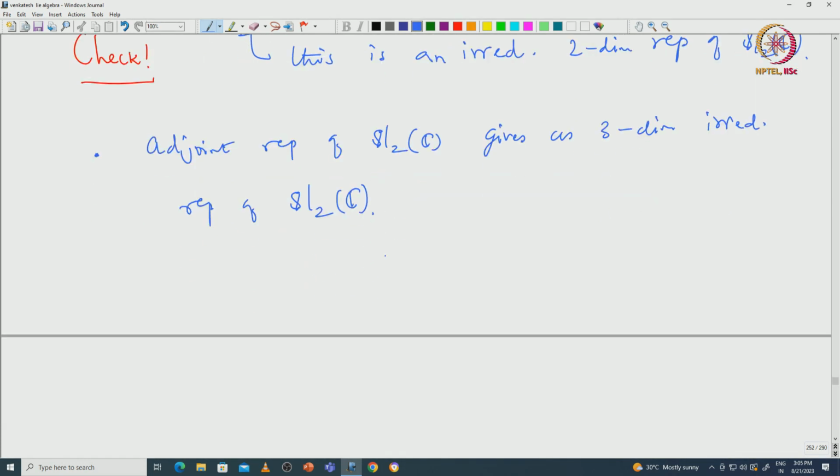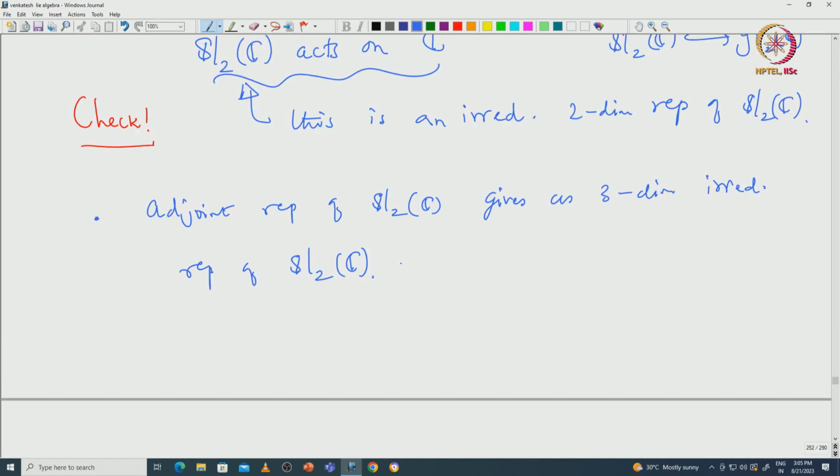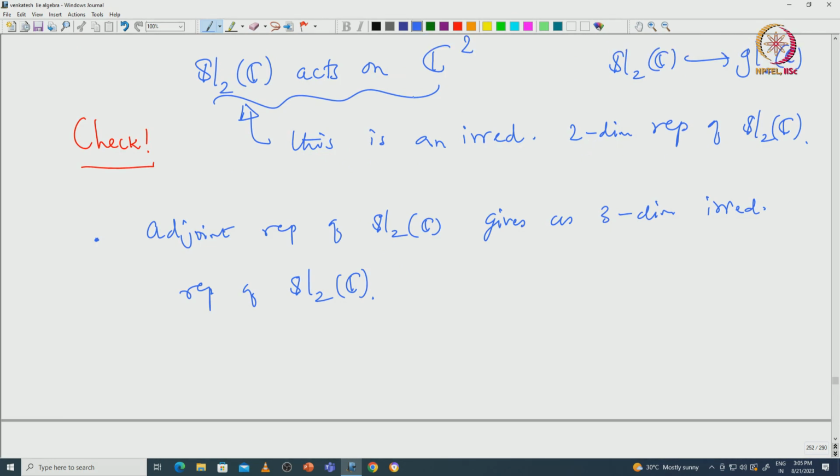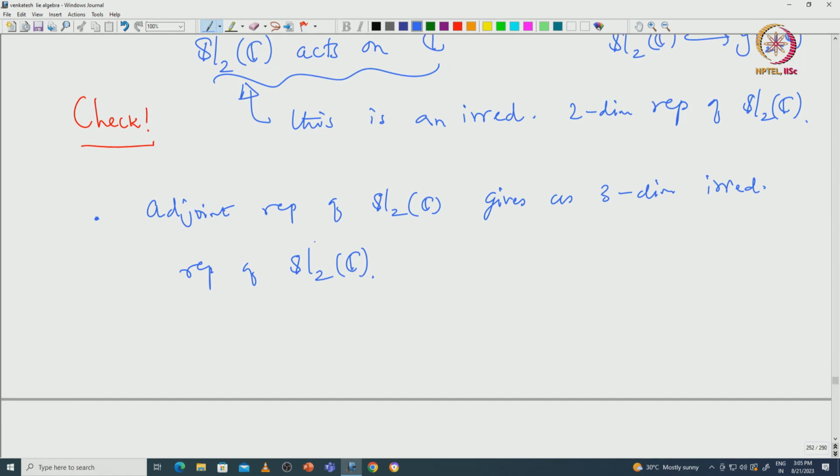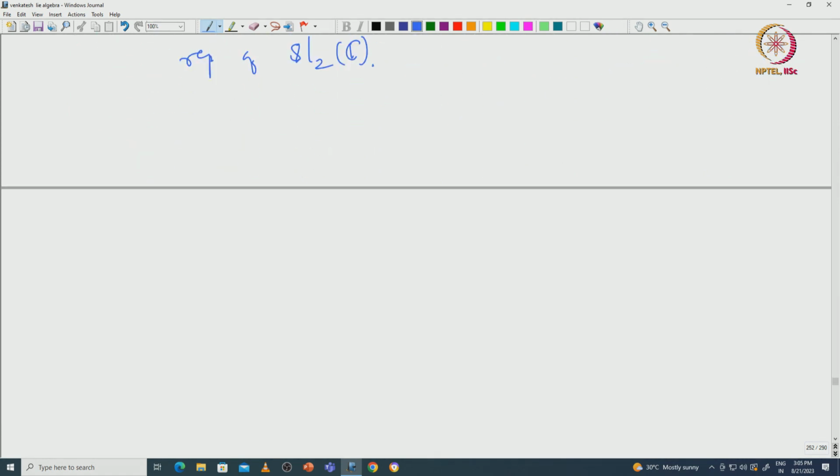So, in the next class I will classify all finite dimensional irreducible representations of SL2C. Of course, those include all these 3 examples. One is the one dimensional trivial representation, another one is the 2 dimensional natural representation acting on C2, third is this adjoint representation acting on SL2C via the adjoint map.